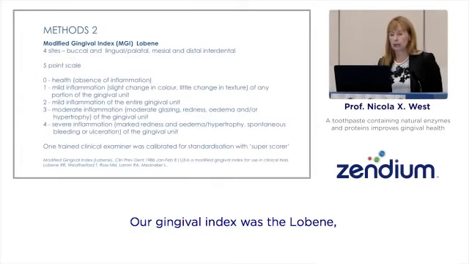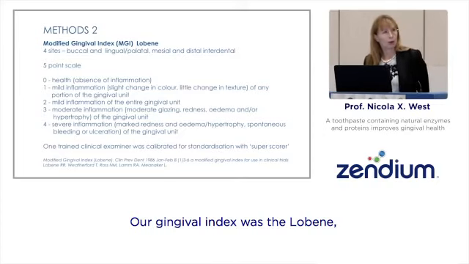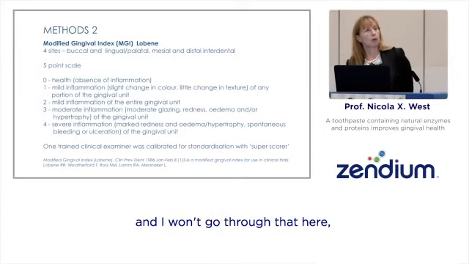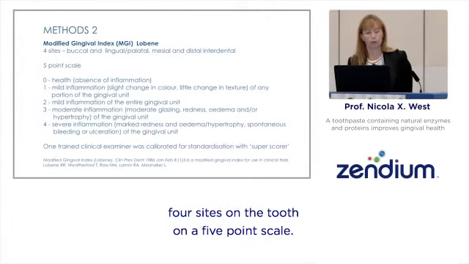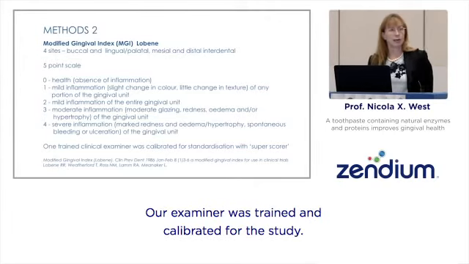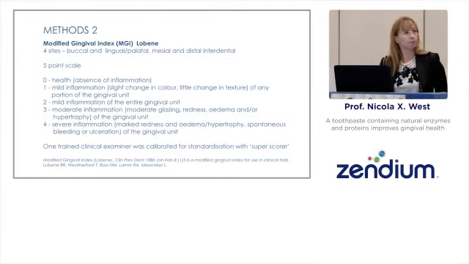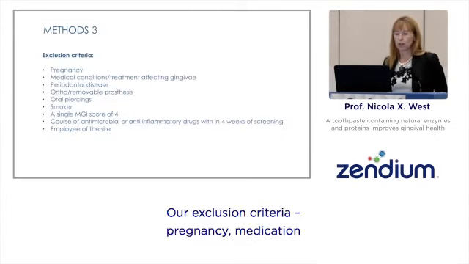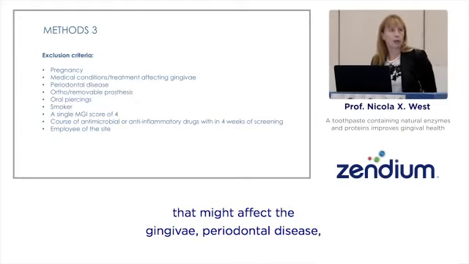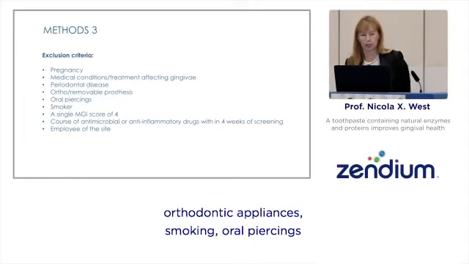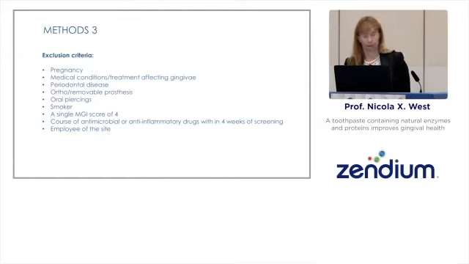Our gingival index was the Lobene, and I won't go through that here. A very well-recognized scoring system, 4 sites per tooth on a 5-point scale. Our examiner was trained and calibrated before the study. Our exclusion criteria: pregnancy, medication that might affect the gingivae, periodontal disease, orthodontic appliances, smoking, oral piercings, and employee of the site.